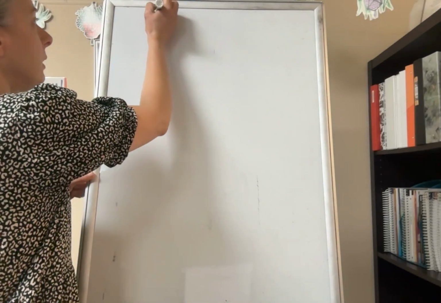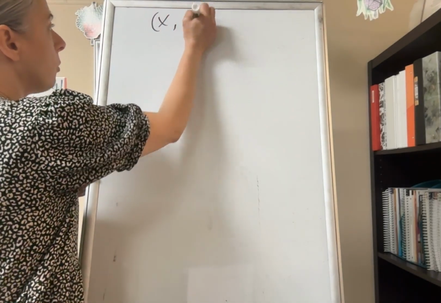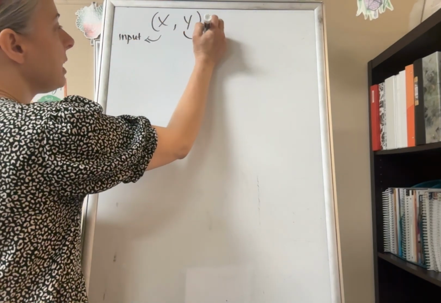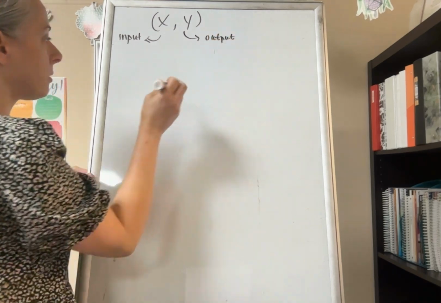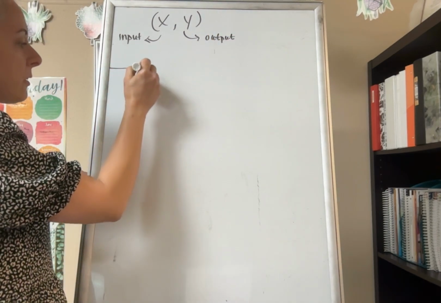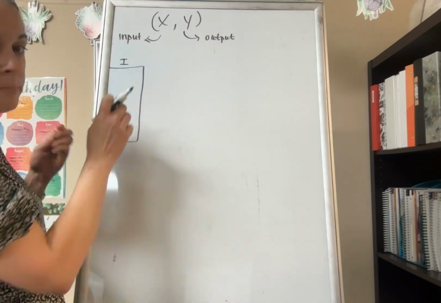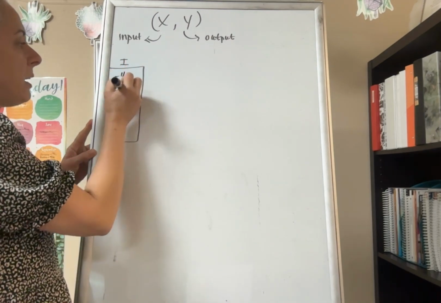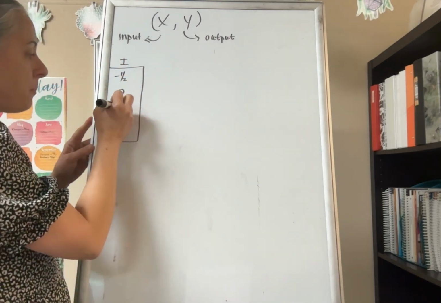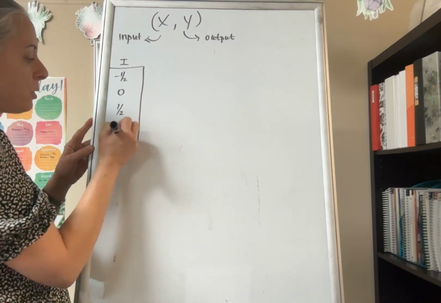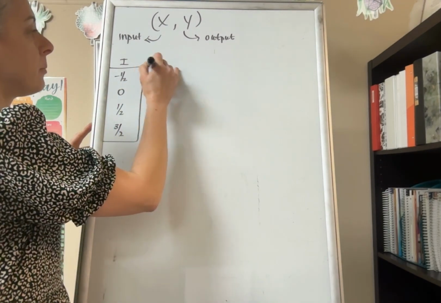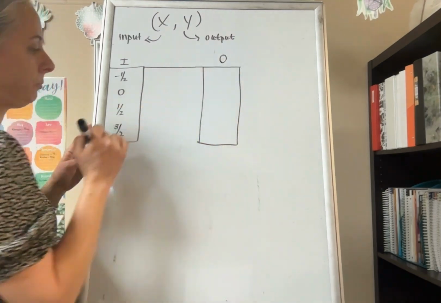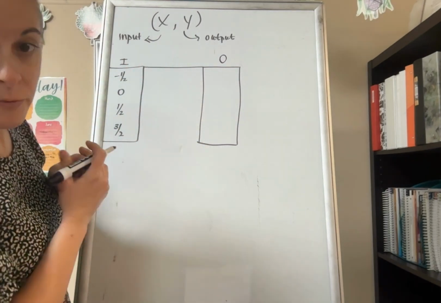Now remember, our ordered pairs are written like this. X is our input. Y is our output. Okay? So I'm going to make my chart to look like this. I'm going to do an input column. And example 1 tells us to use -1/2, 0, +1/2, and +3/2 as our input. And then over here, I'm going to put my output column. And in the middle, I'm going to write the function rule.